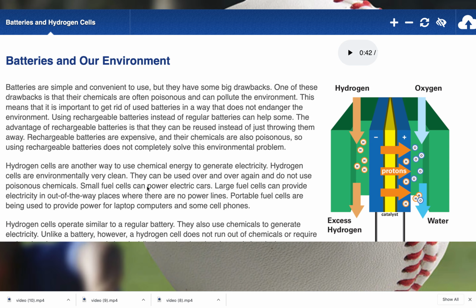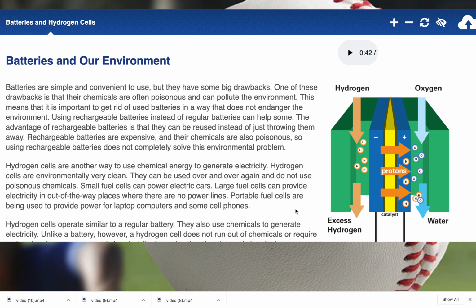Batteries and our environment. Batteries are simple and convenient to use, but they have some big drawbacks. One of these drawbacks is that their chemicals are often poisonous and can pollute the environment. This means that it is important to get rid of used batteries in a way that does not endanger the environment. Using rechargeable batteries instead of regular batteries can help some. The advantage of rechargeable batteries is that they can be reused instead of just throwing them away.